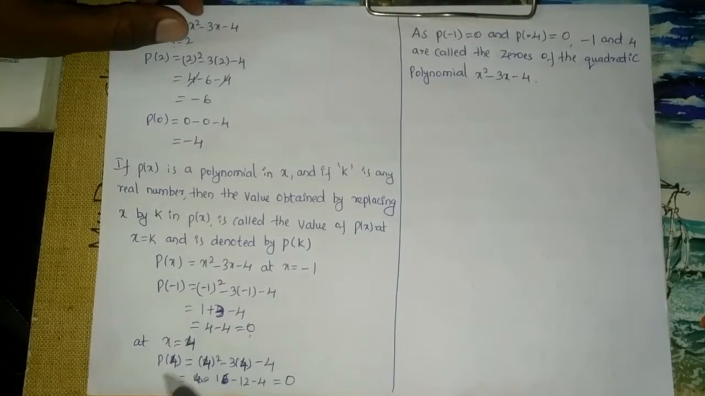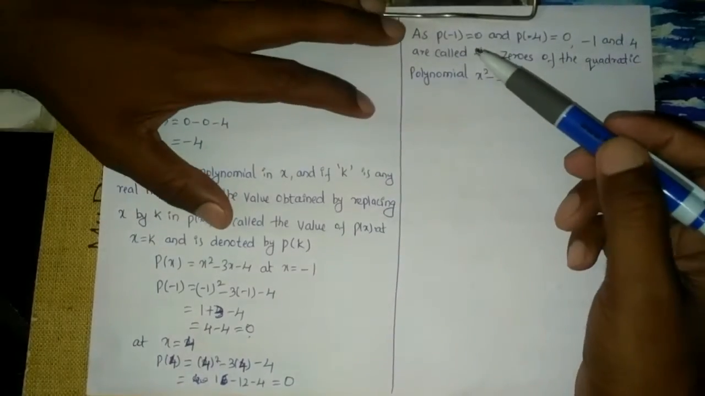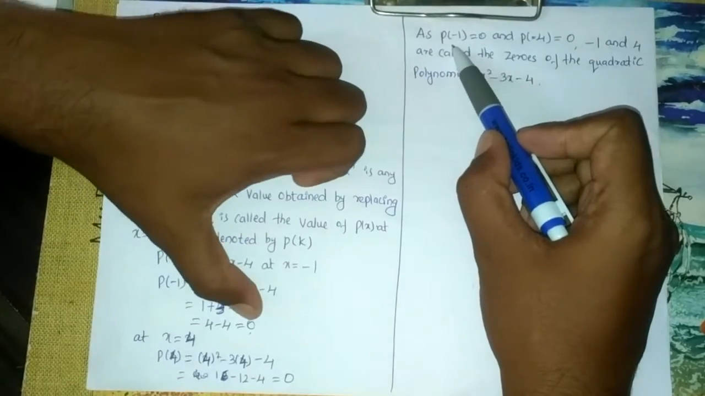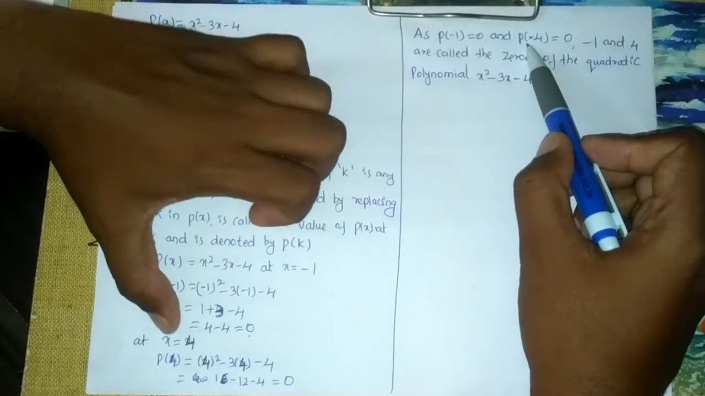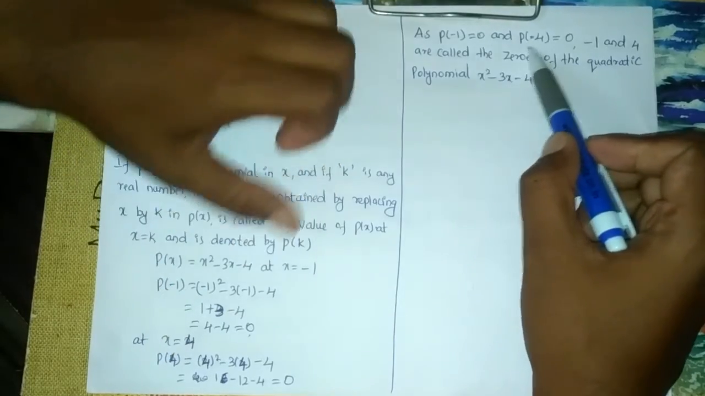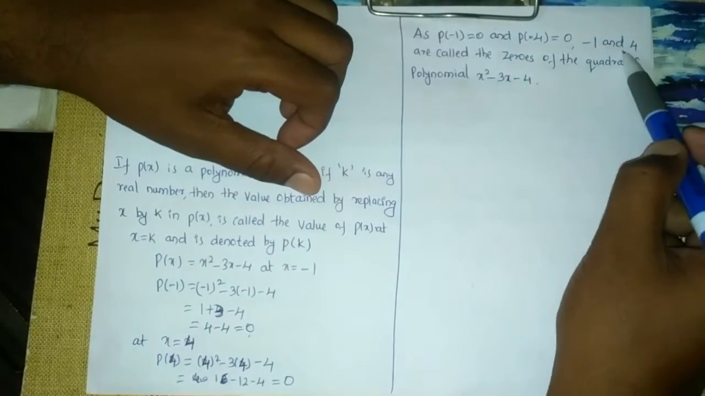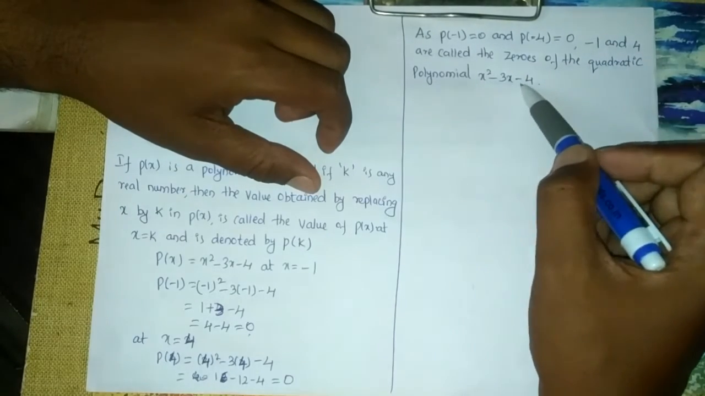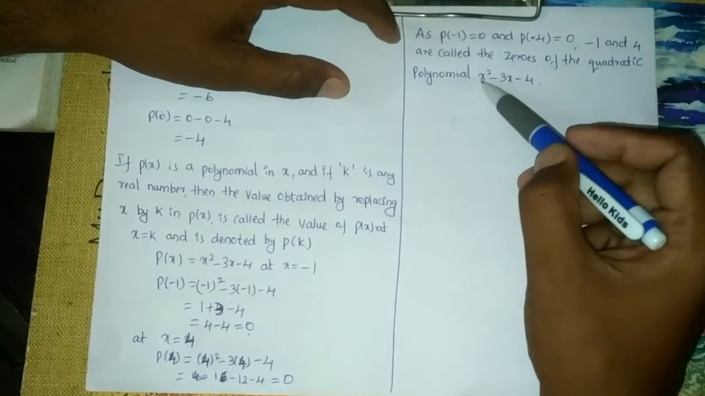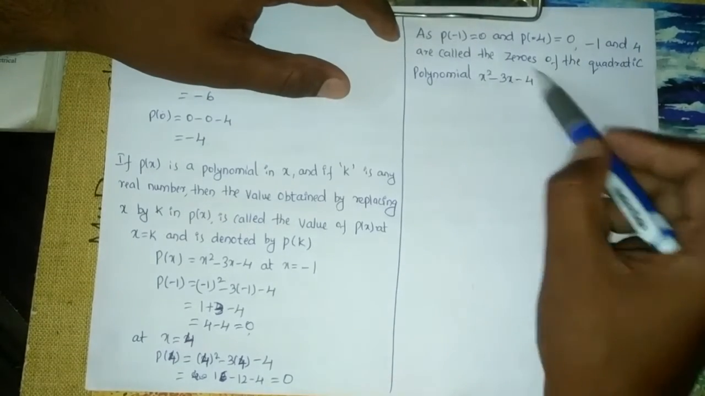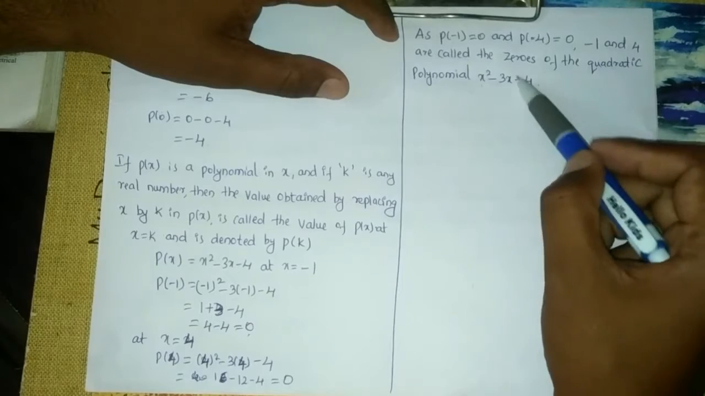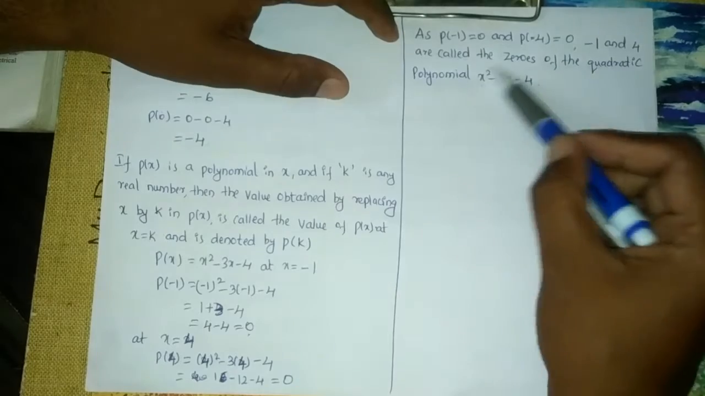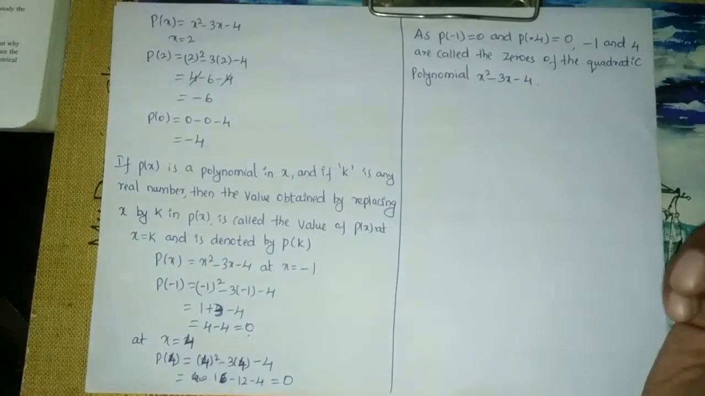So looking at this example, if you observe, p of minus 1 is 0, and p of 4 is equal to 0. So minus 1 and 4 are called the zeros of the quadratic polynomial x square minus 3x minus 4. When we replace x by minus 1, we get this expression as 0. And when we replace x by 4, then this entire expression will be equal to 0.